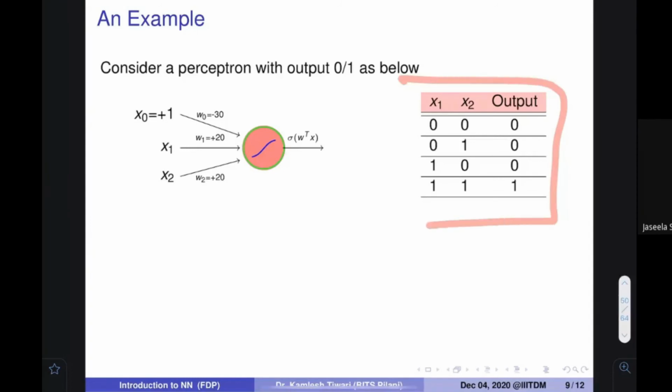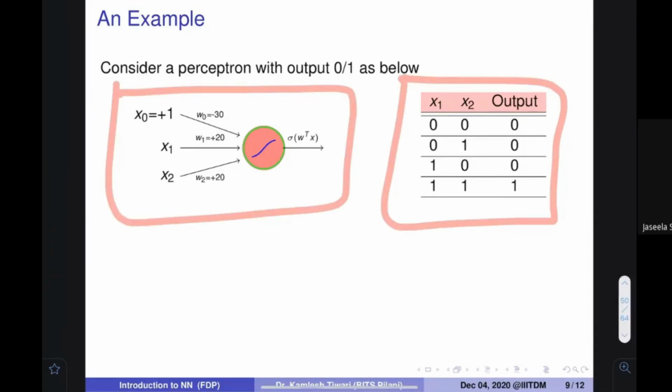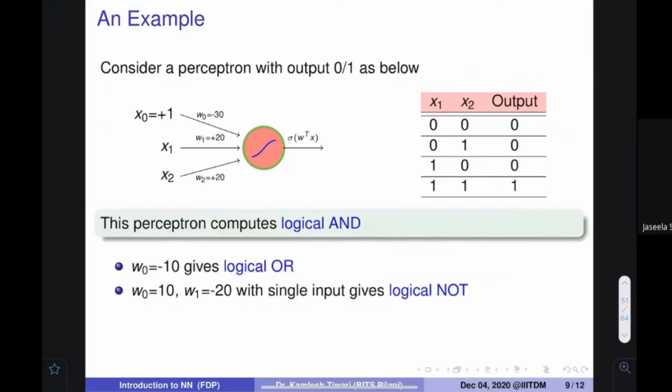So this particular perceptron gives me this output, and this is an AND gate. You can treat it as a logical gate also. Make sense? So this perceptron computes logical AND.